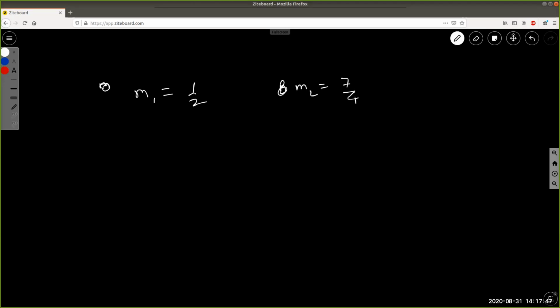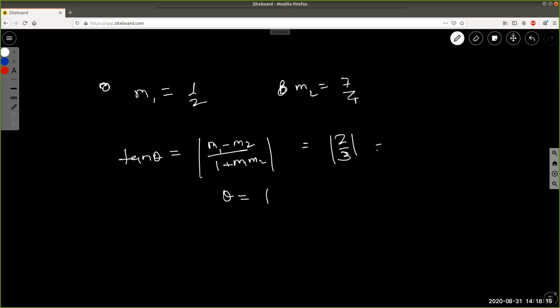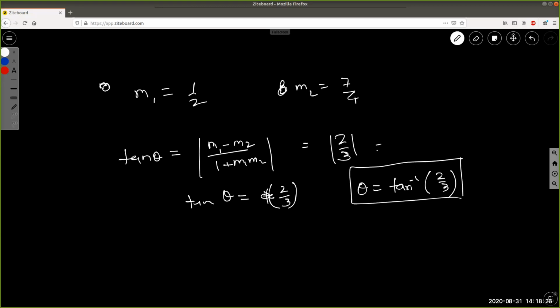Now what are you doing? Then tan theta is M1 plus M2 by 1 plus M1 M2. Say the formula again? No, it is M1 minus M2. Then I'll just fix up the answer. So I got tan inverse of 2 by 3. Yeah, it is 2 by 3. So tan theta is 2 by 3. Okay, it's mod. Sorry. Tan inverse of 2 by 3, right? Yes, tan inverse of 2 by 3.